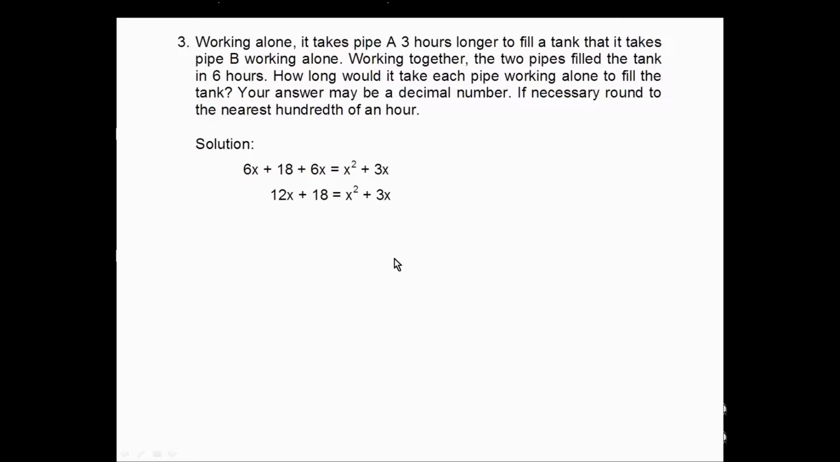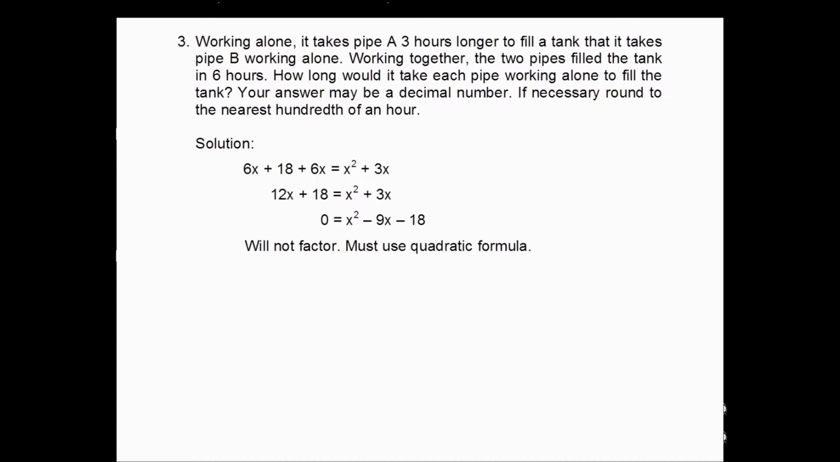Okay, it's got an x squared. I'm going to move it all to the right. Subtract 12x, subtract 18. So 0 is equal to x squared minus 9x minus 18. It doesn't factor. We've got to use the quadratic formula. So my a is 1, my b is negative 9, my c is negative 18, and there's my quadratic formula.